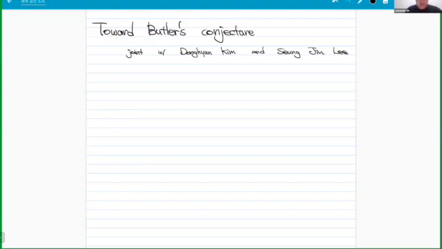As introduced, I'm going to talk about my preprint towards Butler's conjecture, based on joint work with Dong-Young Kim and Seung-Jin Lee. Since I graduated, my research has been concerned with Macdonald polynomials.